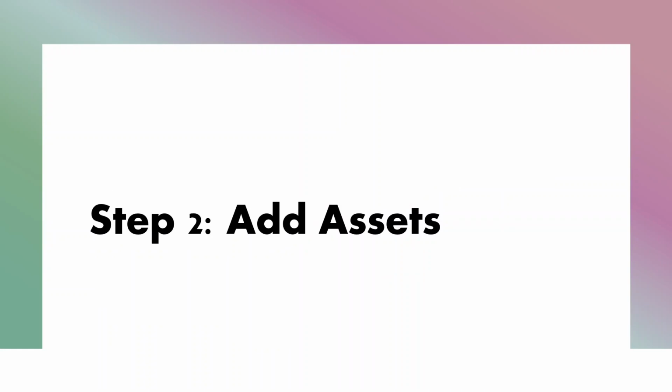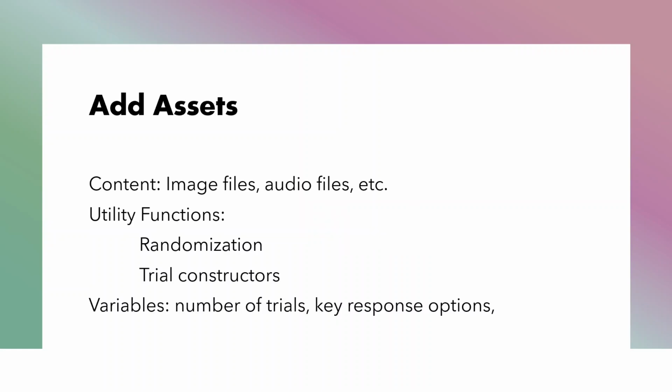Step 2, adding in assets. So adding the images, the list of words, any kind of utility functions. Again, the idea here is that you're putting in content that you need, specific functions for your study that aren't available in JavaScript or jsPsych, and then some special variables. Typically, the variables can be the number of trials that you want people to run through, the number of iterations per trial, and their key response options.